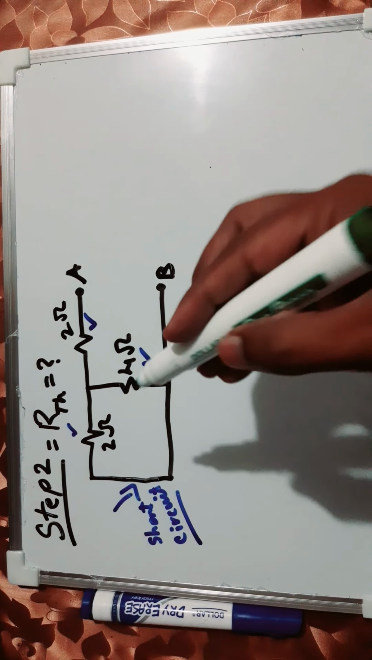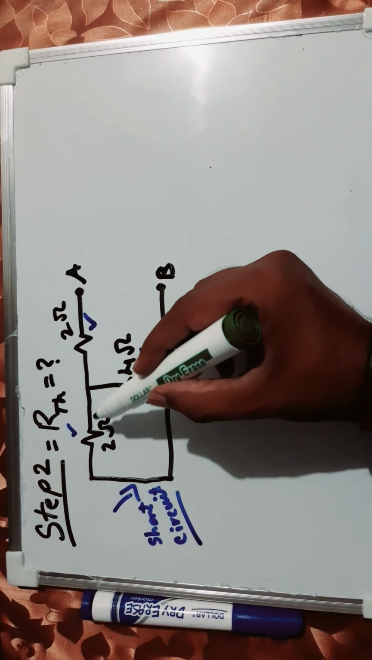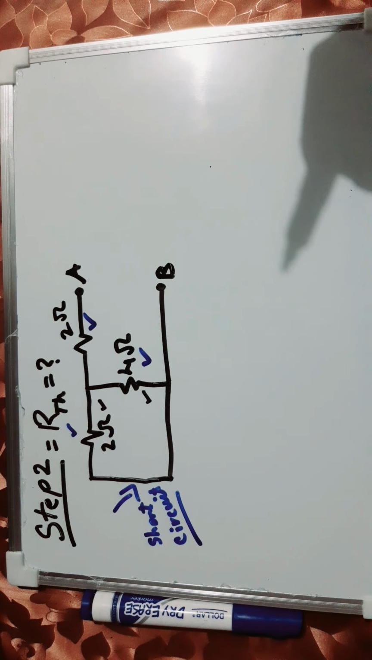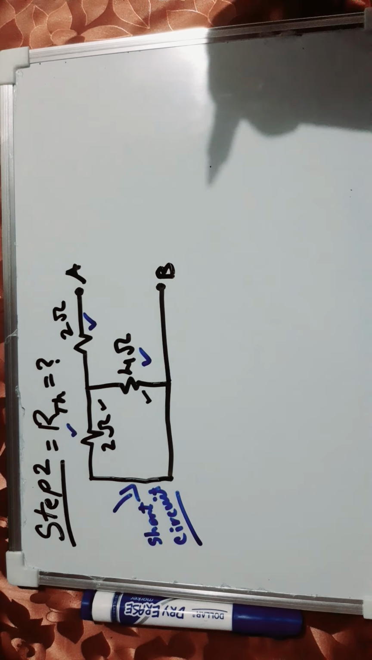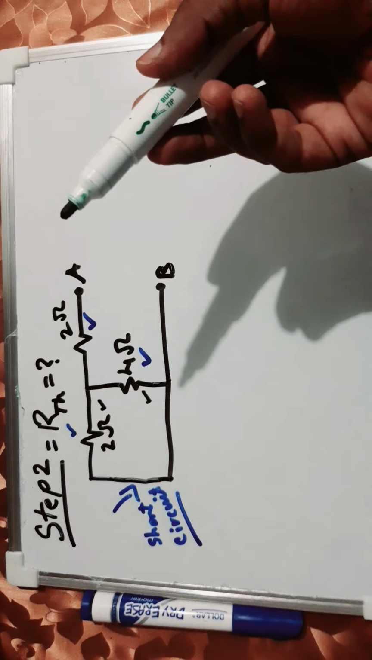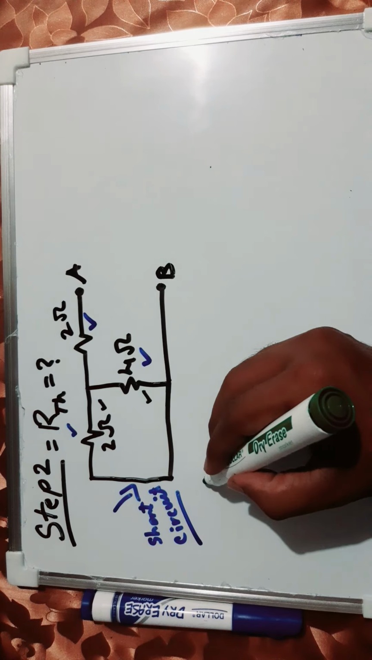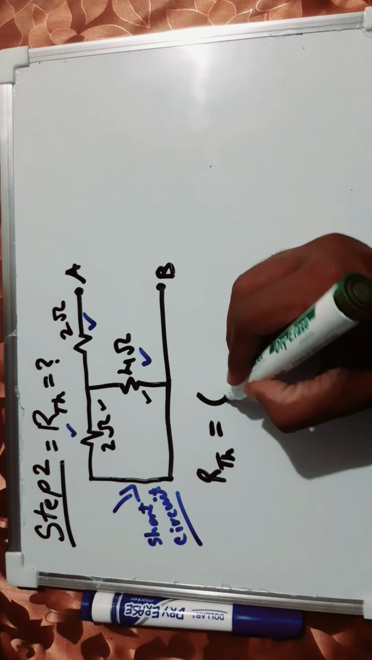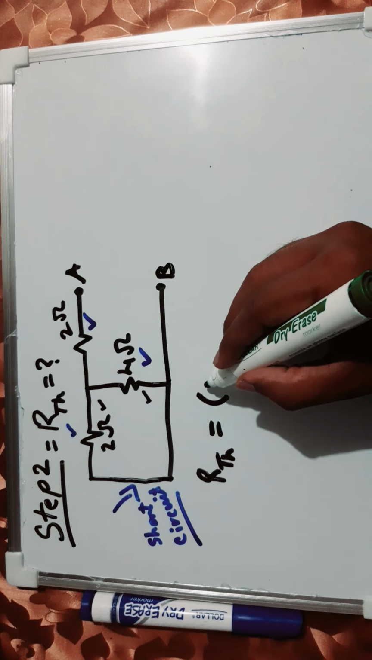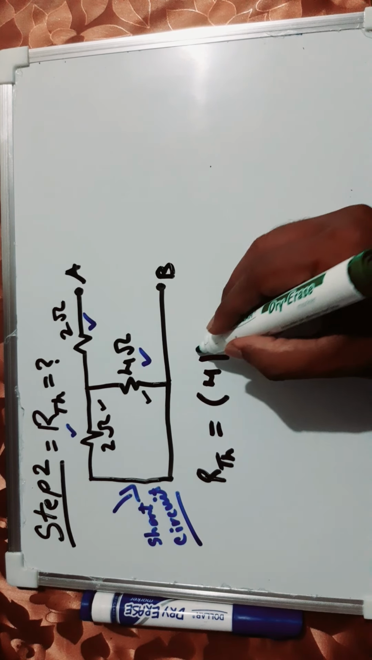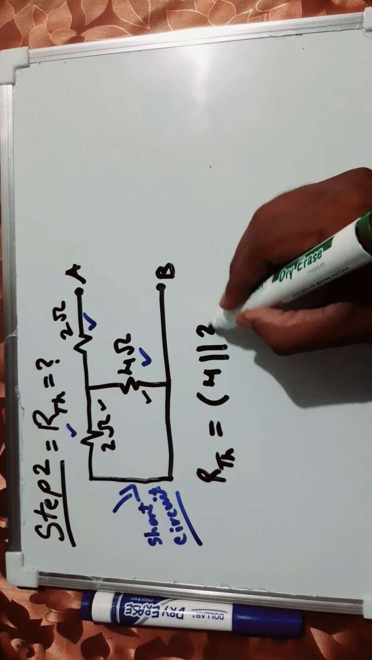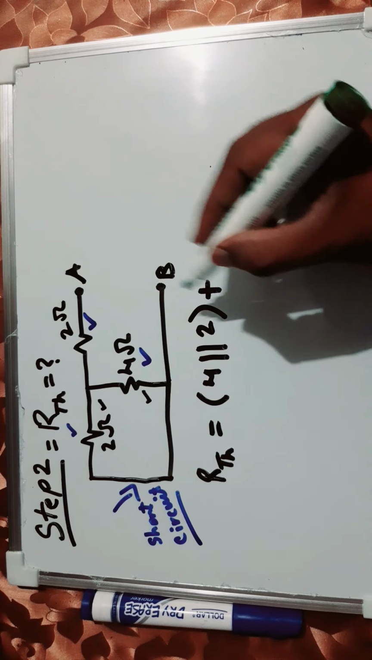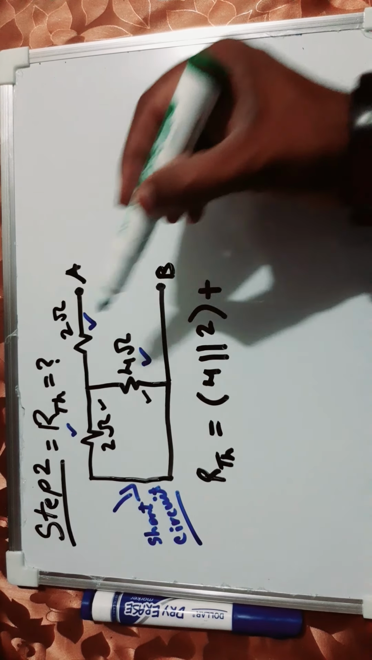The first step is this, that these two resistors are in parallel to each other. So we will find R Thevenin is equal to, which two resistances are in parallel? 4 and 2. And what we will add is this resistance, because this is in series.